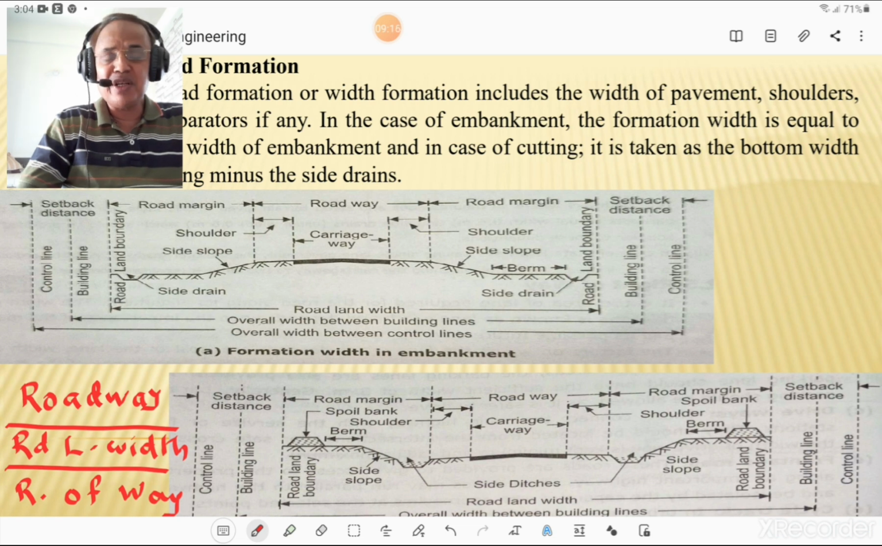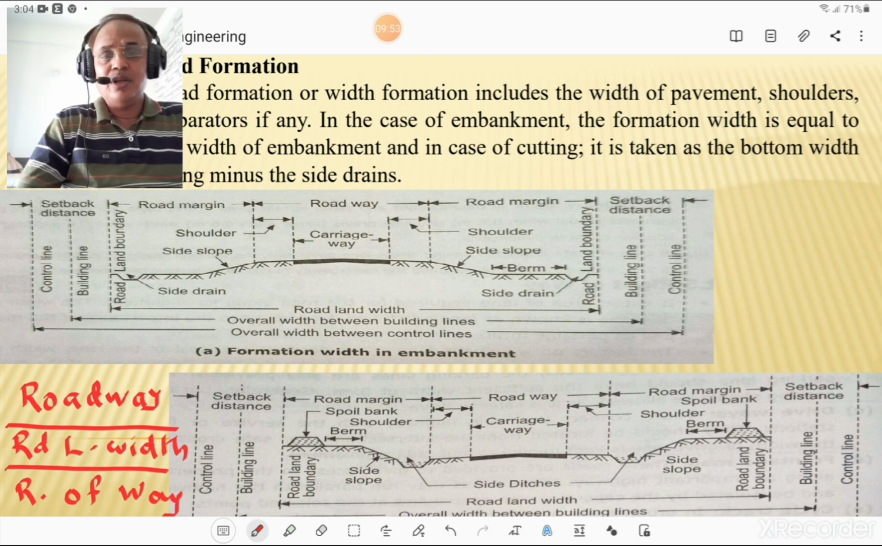You must remember these two terms because there are several court cases regarding the acquisition of highways, and general people only know that the width of the highway is only the carriageway width, but that is not the case. The width of the highway means the width of the carriageway plus the width of the shoulders plus the width of the road margins. That road margin may include the side drains, side gutters and tree plantation also. And there is other terminology: the overall width between the building lines, and the overall width between the control lines.